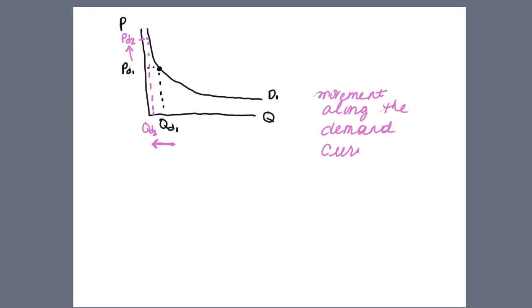Okay, in the next video I'll start with the problems on supply, and so my curve will change.